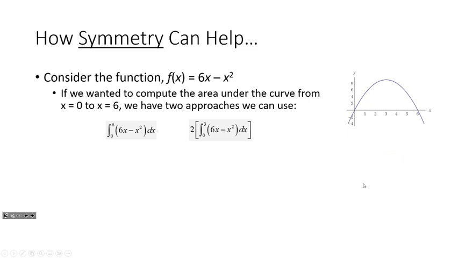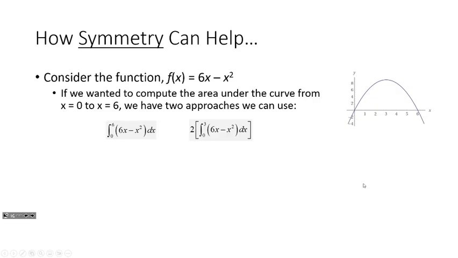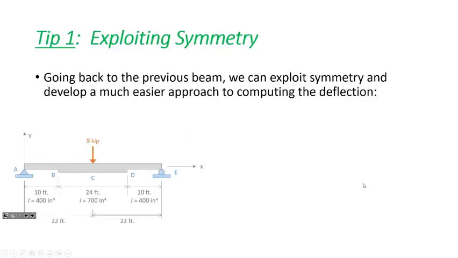So what I mean by that is literally taking this problem, taking the sheet of paper and folding it in half, and it has to be the same on either end. Okay? That's what I mean by that. Now, here's where exploiting symmetry can help.